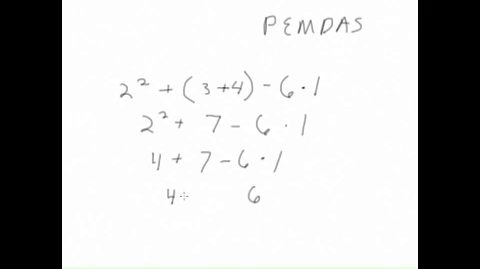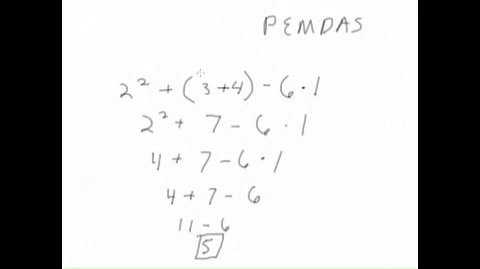Rewrite the whole problem, 4 plus 7 minus 6. And now we have addition and subtraction, which are essentially the same, but we're going to work from left to right. So we do the 4 plus 7, which gives us 11, minus 6, and 11 minus 6 is 5, which is our final answer.